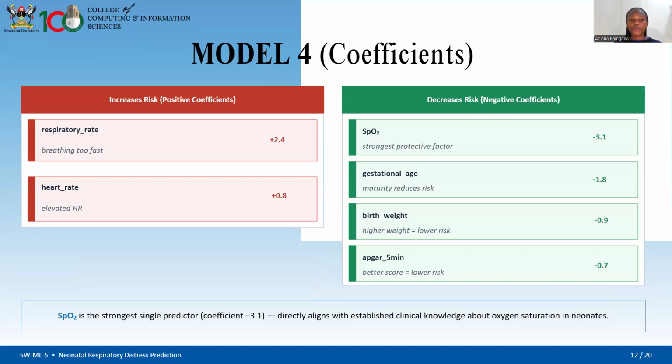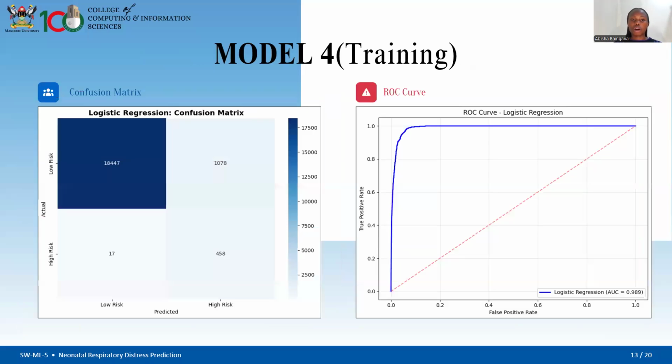With these coefficients, such as the respiratory rate as well as the heart rate, if they are higher, then that means that there is an increased risk of that neonate having respiratory distress. Then we have the negative coefficients, such as the gestational age, whereby the higher the age, then of course the lower the chances of having respiratory distress, as well as the birth weight, the APGAR, and the spatial oxygen. So these were some of the results from the model 4 training.